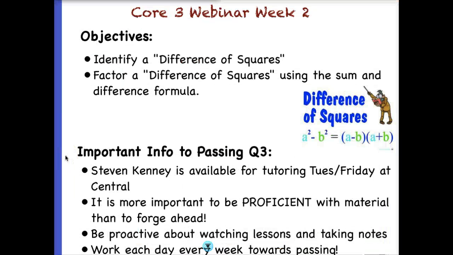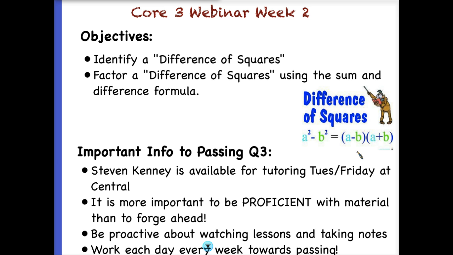Okay, so yes, we're going to identify a difference of squares. And like I said, some guys already have been trying it and you just love it because it's so simple and it's a very nice shortcut. So we're going to identify when we have a difference of squares, and then we're going to factor a difference of squares using the sum and difference formula, and that's the way you factor it. And actually, here's a little image of the difference of squares and the sum and difference formula. Some of you have seen that.